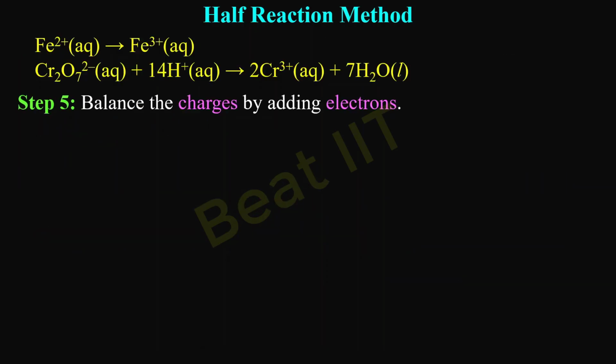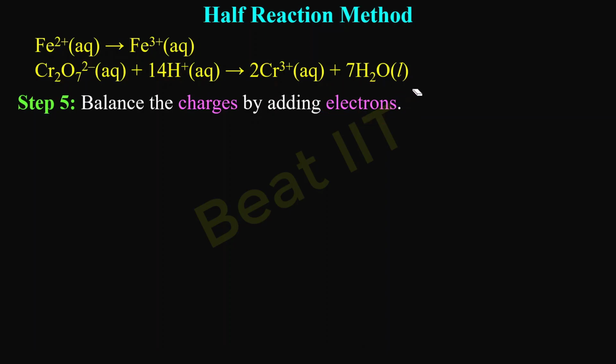Next, fifth step, balance the charges. Remember, in oxidation number method, fourth step was balance the charges. Here, fifth step is balance the charges. How to balance the charges? Here, the method is slightly different than oxidation number method. Here, the charges are balanced by electrons.